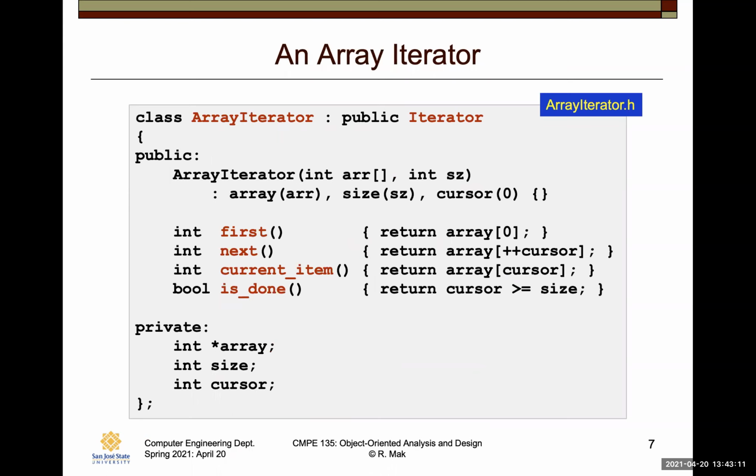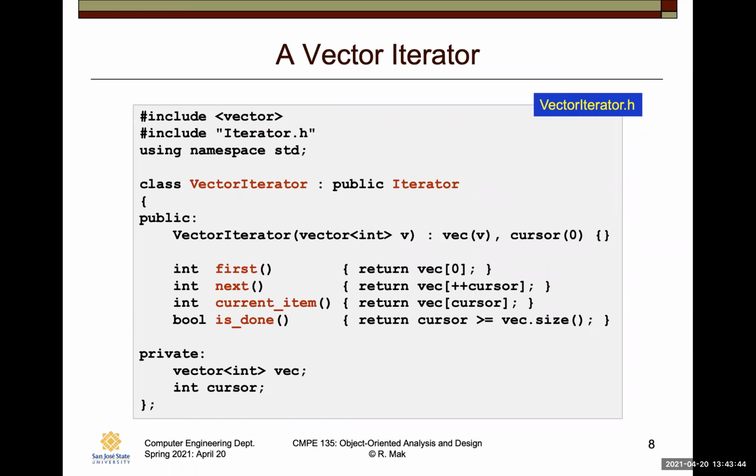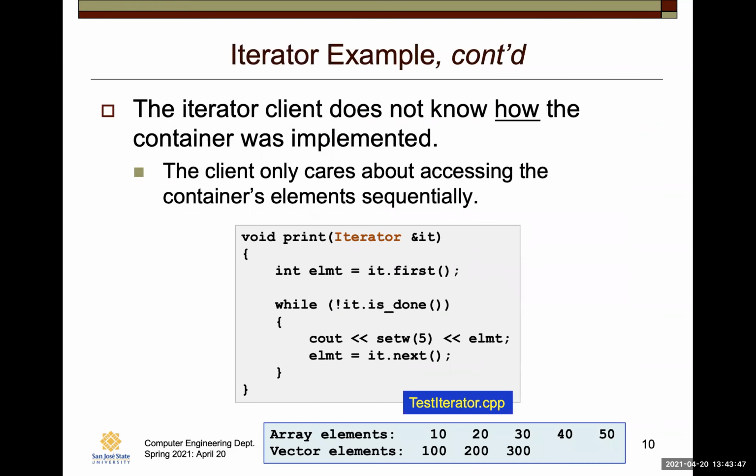But see, using the principle of least knowledge, you don't have to know anything about the container other than the fact that somehow it stores all its elements in some sequence. And you don't have to know anything about how the iterator knows how to access the container's elements. All you have to know about the iterator is that it has these four functions. Okay? So that is basically the iterator design pattern.